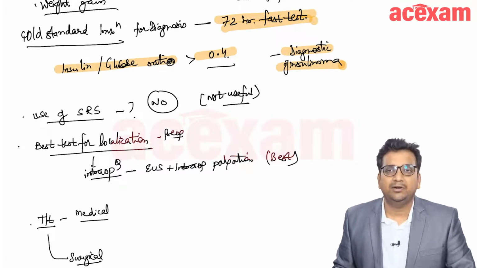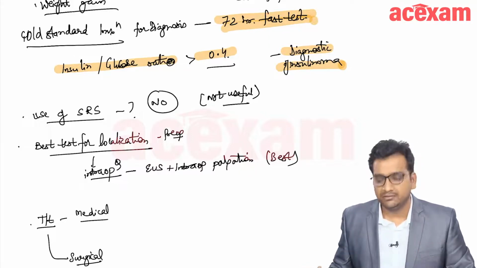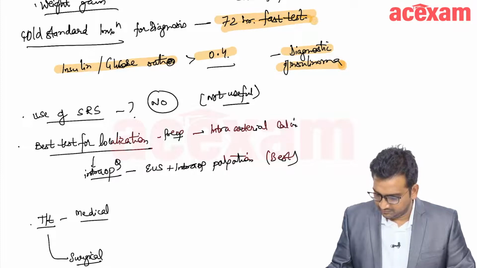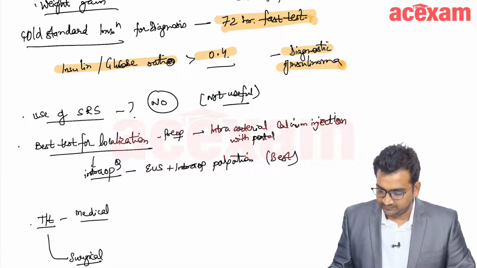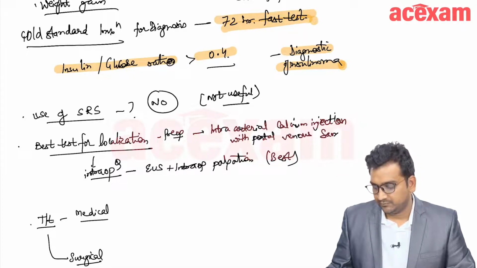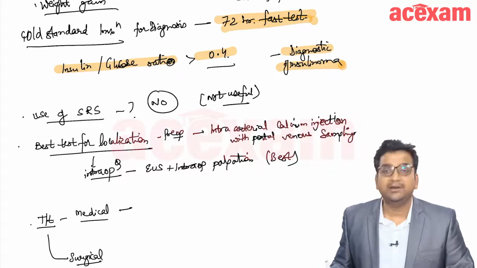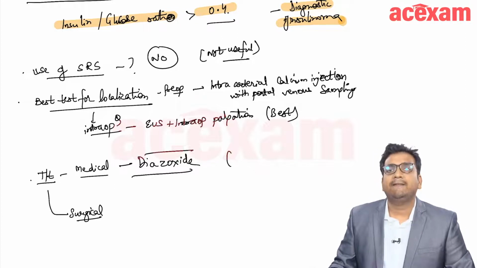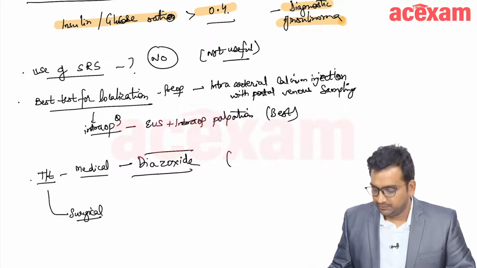Otherwise, if we want to localize it pre-operatively, just to have a basic idea where the tumor is and to plan our surgery straight away, we can go for intra-arterial calcium injection with portal venous sampling. Now the treatment is either medical or surgical. The treatment of choice is obviously surgery. A drug which is helpful in insulinoma is diazoxide, which decreases the hypoglycemic episodes.